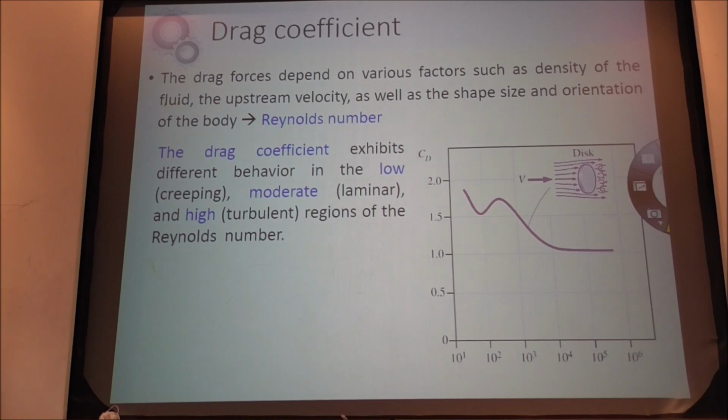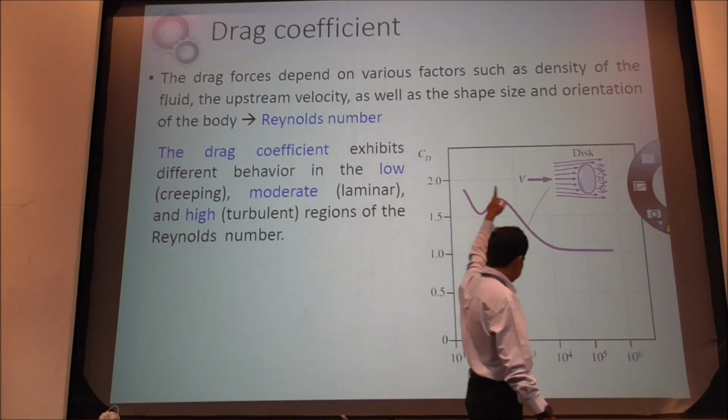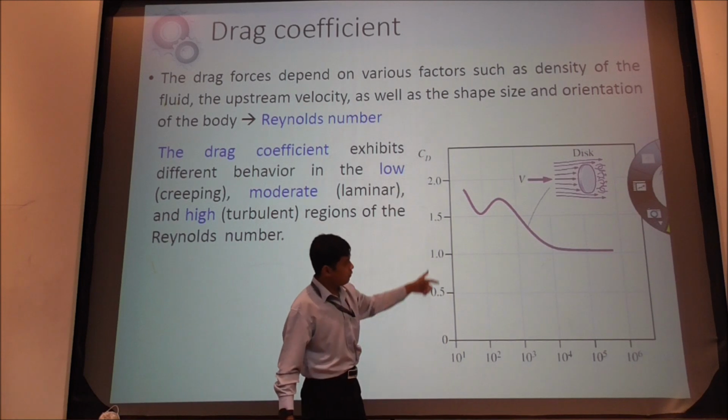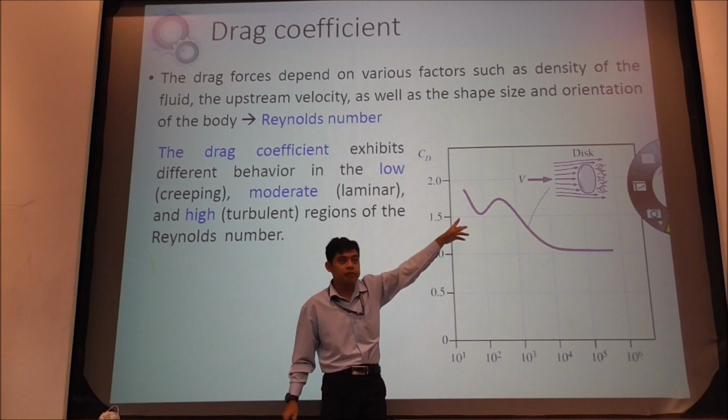From those parameters, we know that it will boil down to one parameter called Reynolds number. So let's take a look at the case of a disc. This one is your disc. This is your coefficient of drag. Someone has done it. How do you get it? From experiment. And you will do one of it.